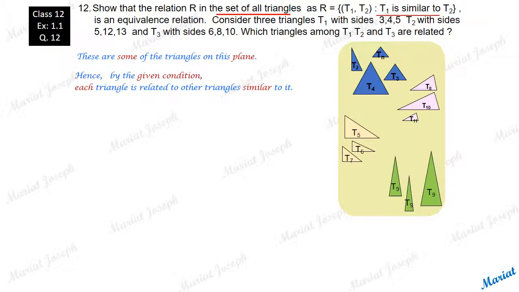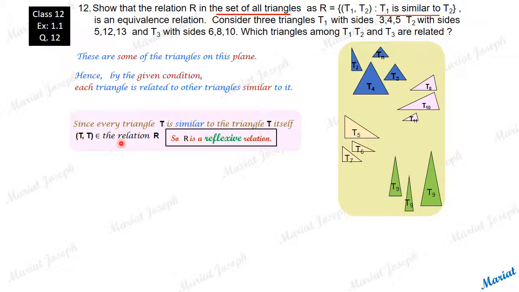Now, let's see whether this relation given to us is an equivalence relation. To check whether it is an equivalence relation, let's see whether it follows the condition of reflexivity. For the relation to be reflexive, every element of the form A, A should belong to the relation. That means a triangle should be related to the same triangle. Yes, it is correct. Since every triangle T is similar to the triangle T itself, we can say T, T belong to R. Therefore, the relation is reflexive. Every element is related to the same. So, reflexive relation.